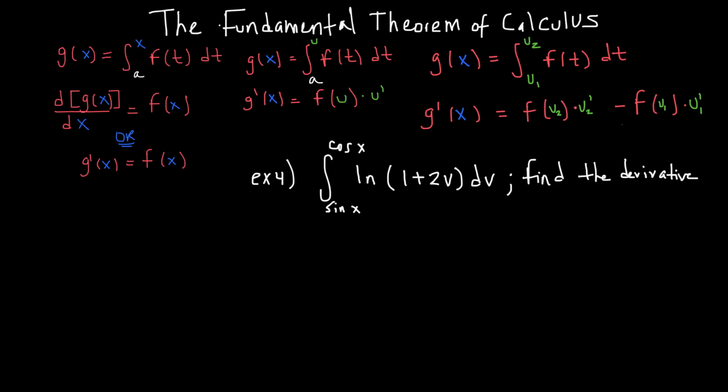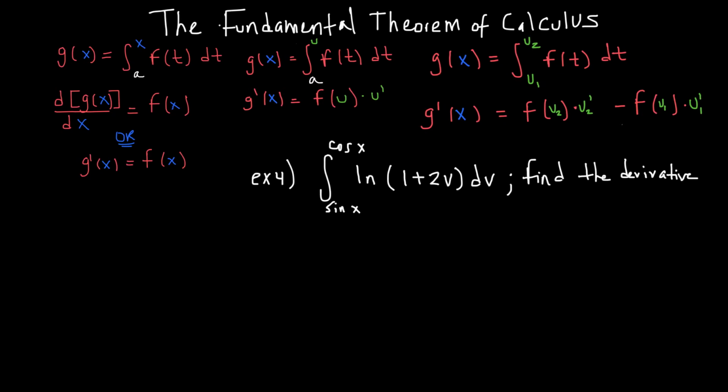So, can you see clearly that because of the limits, it doesn't really go with the original theorem, and it doesn't go with the first variation of the theorem. It actually matches the second variation of the theorem, which is if you have the integral from one function of x, u sub 1, to another function of x, u sub 2, then all we have to do is memorize the theorem and do what it says to do.